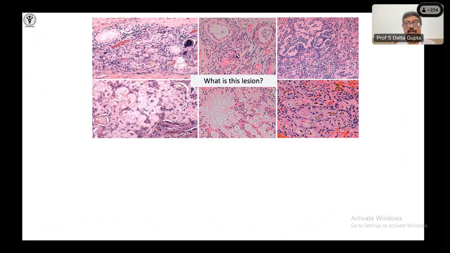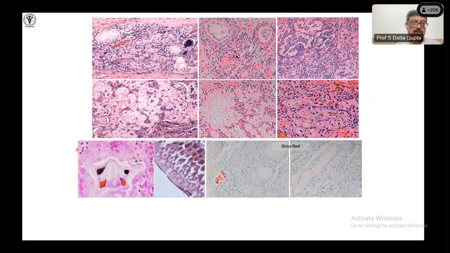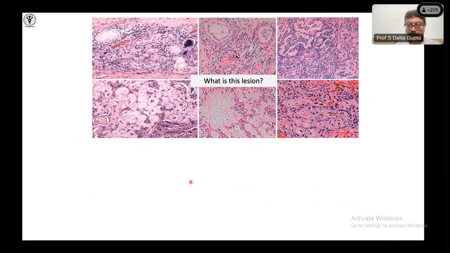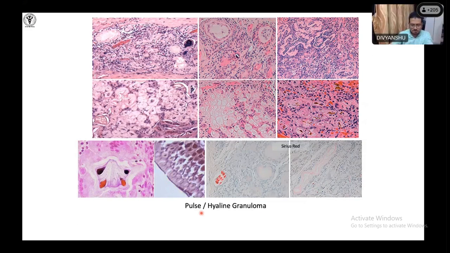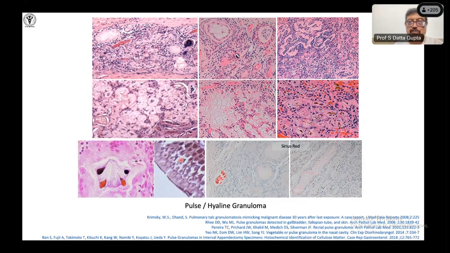You are finding giant cells, little inflammation and this hyaline like material. You often get them. Anyone? Collagen, okay. See, when you find a lesion like this, you search and search, you will invariably find this. This is called, I think Bindu has said, pulse or hyaline granuloma. The word pulse is meant for legumes or pulses. So vegetable granulomas are called pulse or hyaline granulomas. You see them because of this hyaline like material. So remember, always search for this.